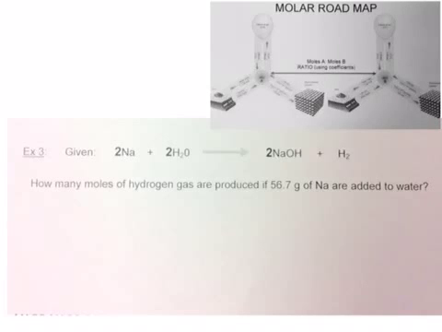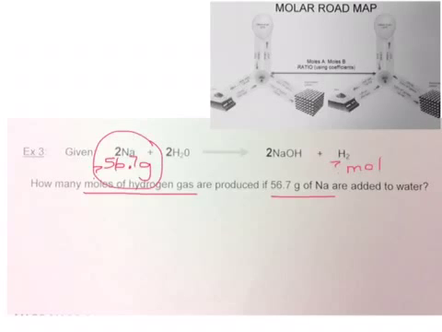So in example 3, a whole lot similar to example 2, just a little bit in a different direction, and the more of these you see, the better you'll feel. So check it out. It says, how many moles of hydrogen? So that's my question mark. So I go over here to hydrogen and I label it, how many moles are produced if 56.7 grams of sodium are added to water. So I label that with the given 56.7 grams.